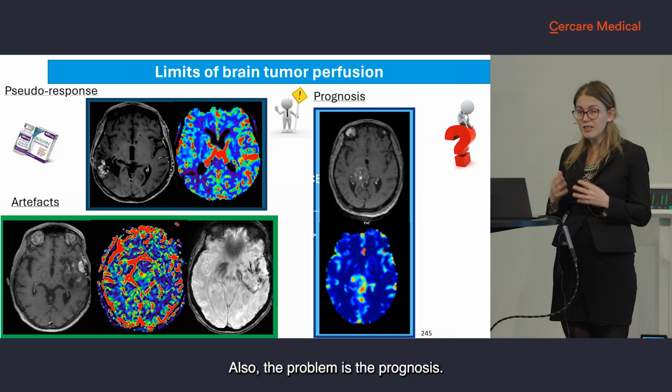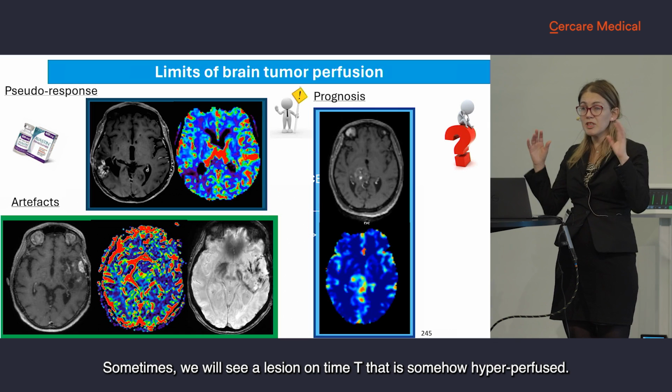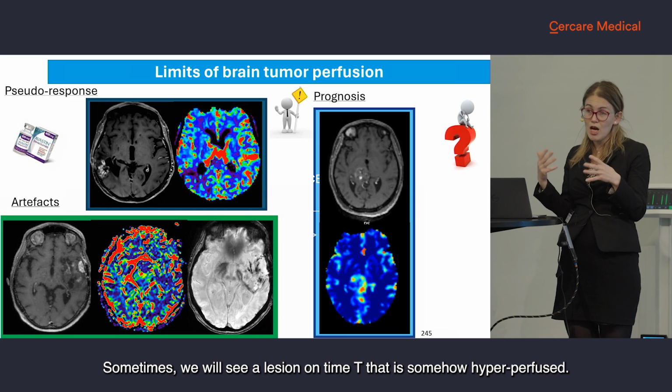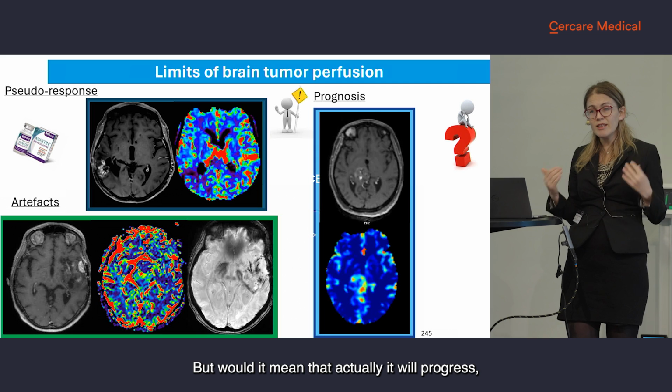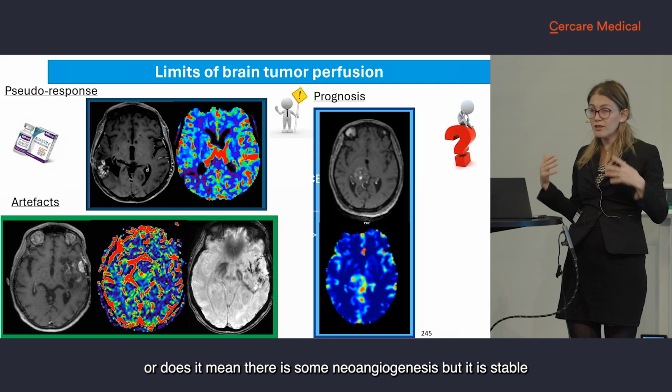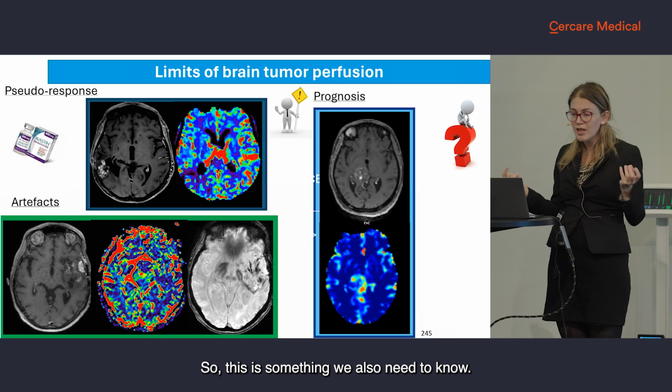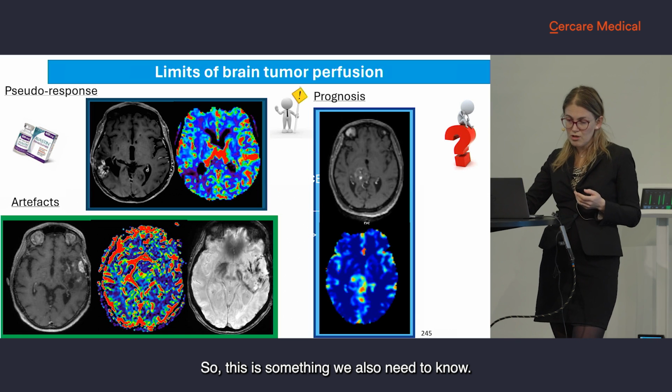Also, the problem is prognosis. Sometimes we will see a lesion at time t that is somehow hyperperfused, but does it mean that it will actually progress, or does it mean that there is some neoangiogenesis but it is stable? This is something we also need to know.